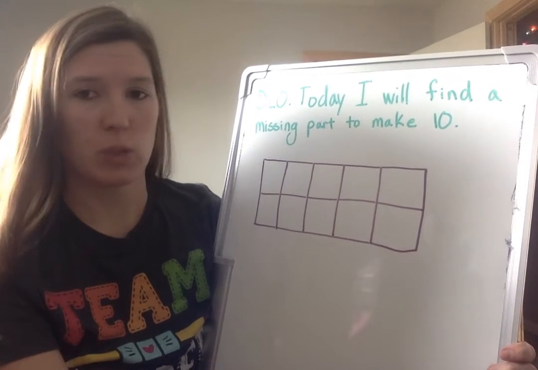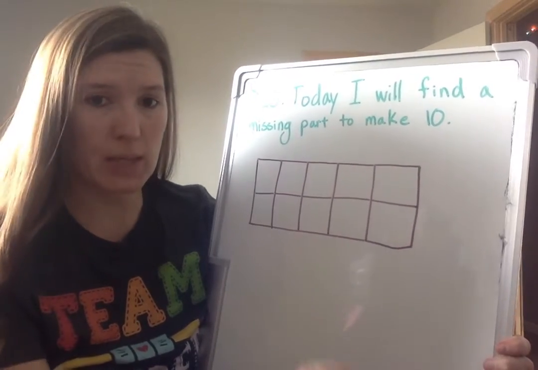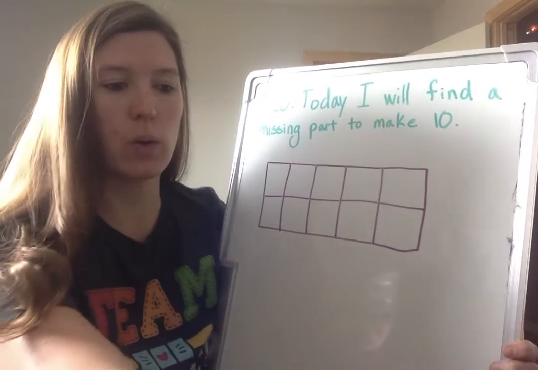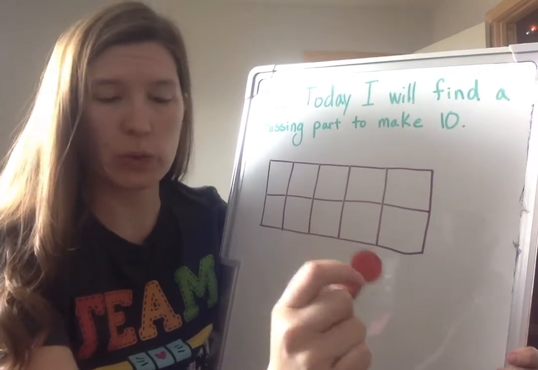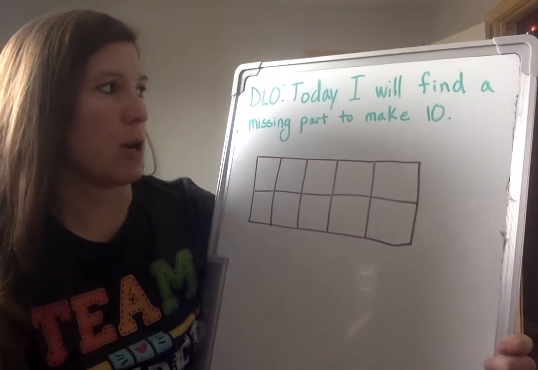And then we're going to be making equations to make 10. And we're only making 10 today. So if you have your flippy chips, get your flippy chips out, and that's how we're going. That's the tool we're going to use today to make 10. Let's go over our DLO and then we'll get started.